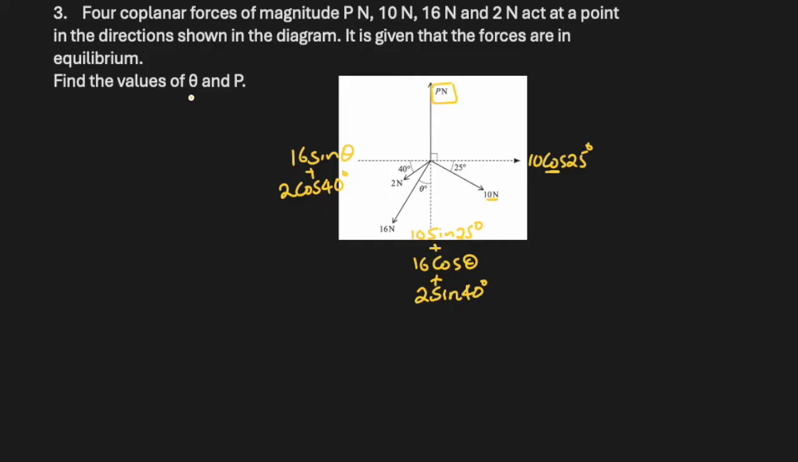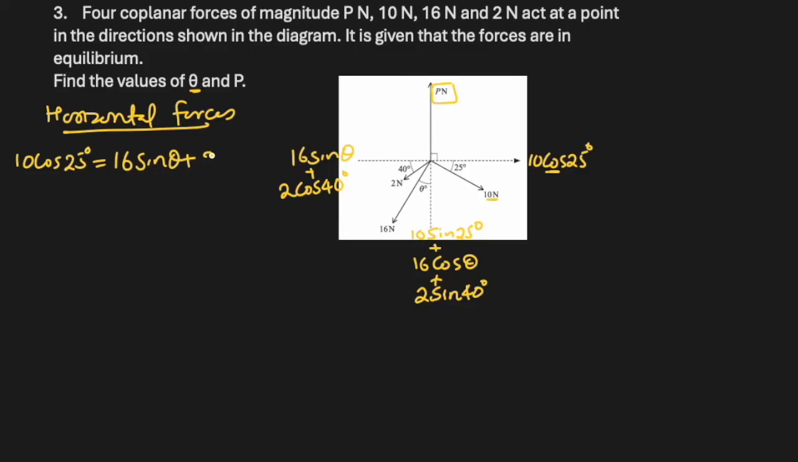So first we have to find theta, and for that we can balance horizontal forces. So this 10 cos 25 will be equal to 16 sin theta plus 2 cos 40. Yeah, this one force will be balancing out these two forces. So this is the equation we are getting now.